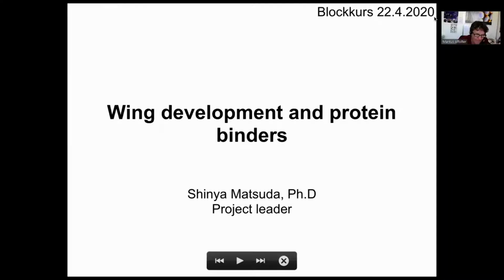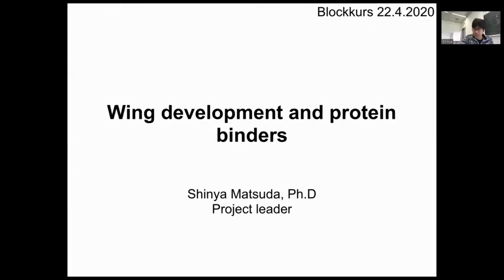So in this section, I would like to introduce our current ongoing project in the lab. I think I reserved 90 minutes for this, but I don't think we need 90 minutes. And I hope we can finish a bit earlier so that you can have a nice lunch break. So I'm Shinya, a project leader in the lab. I have been working on this project using protein binders to understand how the morphogen functions. So I introduce our project briefly.